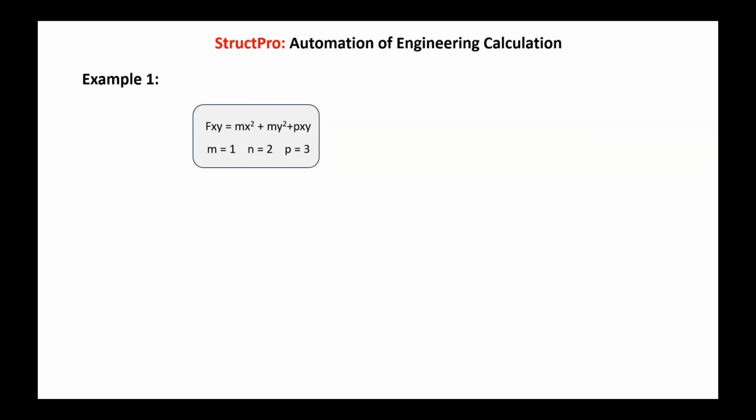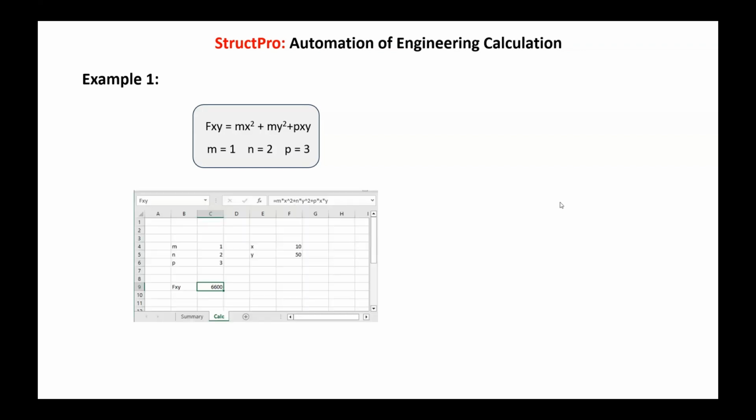As shown on the slide, fxy is a function that includes two variables, x and y. Creating a spreadsheet to calculate this function fxy in Excel is straightforward, so we will not cover the process in this video. The completed spreadsheet is presented in the slide. With the given input values of x and y, we obtain the output value for fxy as shown.